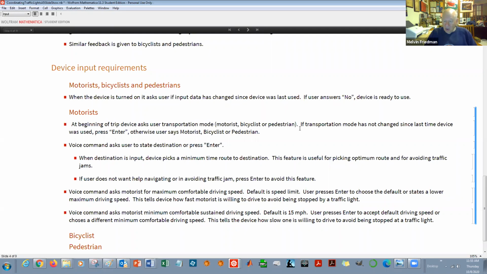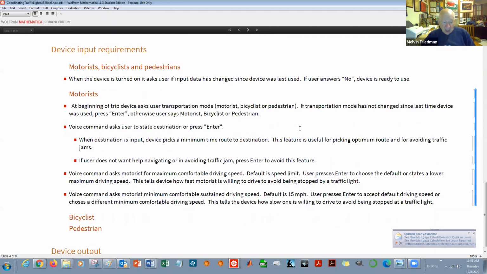It will also ask you to state your lower maximum driving speed, which the default value is something like 15 or 20 miles per hour. And this tells the device how fast and how slow you're willing to drive to avoid being stopped by a traffic light. And the same thing is true for bicyclists and pedestrians.